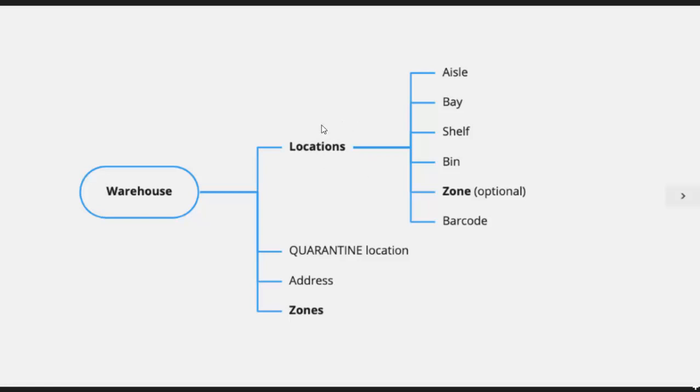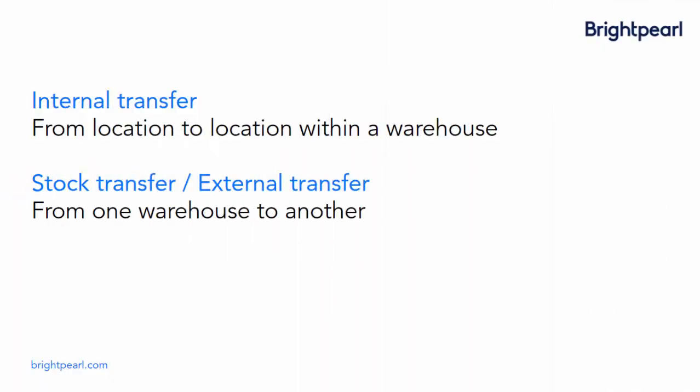Within a warehouse, you've got locations and zones. Locations are a 4-tiered system for managing an item's position within a warehouse, for example aisle, bay, shelf and bin. Every warehouse has also got a quarantine location in addition to the other locations. This is used when receiving goods from other warehouses or receiving goods back on a customer return. All inventory must have a location. If you're using the Brightpearl WMS app for warehouse management, then you can make use of zones to group your locations and use the barcode to improve efficiency.